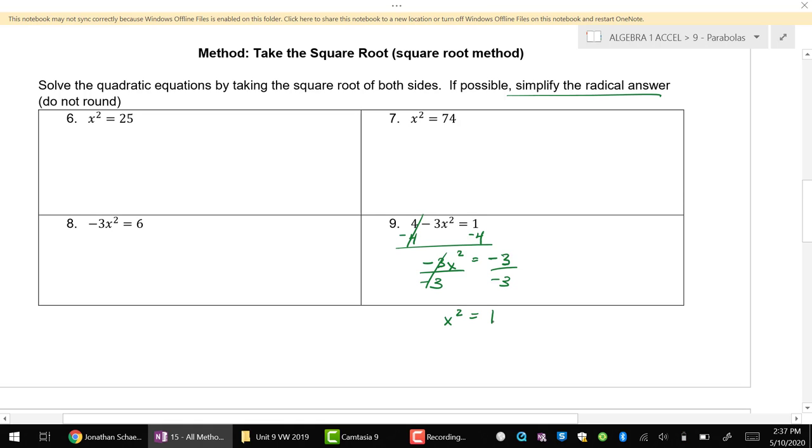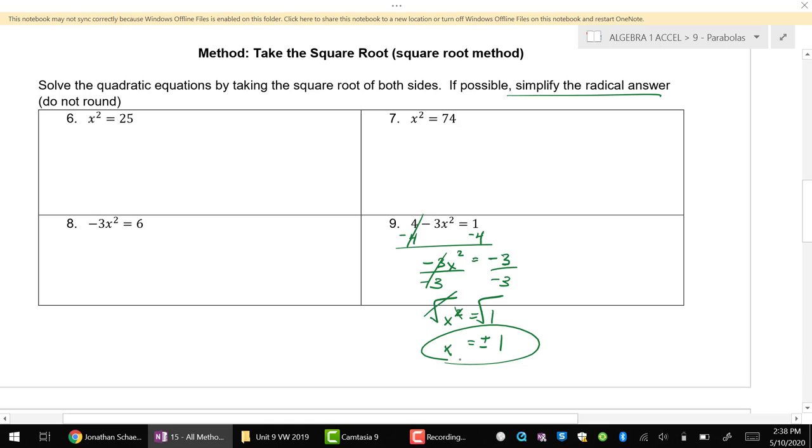Positive 1. We can take the square root of a positive number. So if I square root the left and the right, we'll have x, because the square root cancels the squared. Regular x equals the square root of 1. The square root of 1 is simply 1. But don't forget, when you take the square root, we need to write a plus or minus on the radical. So two answers there, positive 1 and negative 1.